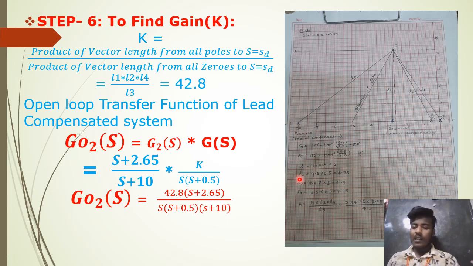We get the length L1 as 5, L2 as 9.5 into 0.5 equal to 4.75, L3 equal to 4.3, L4 equal to 9.75. Now substitute these values in the K. K equal to L1 into L2 into L4 by L3. It is 42.8.